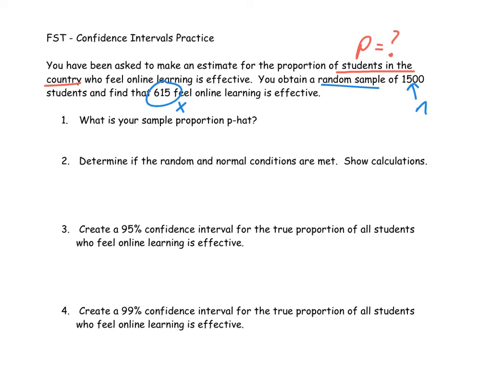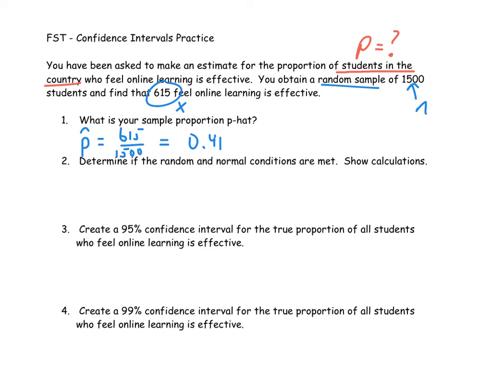And to get our sample proportion, remember p hat is the symbol for that. All we're going to do is figure out what 615 out of 1,500 equals. And just by doing the division there, we see that that sample proportion is 0.41. Okay, so 41%. We generally do write these decimals out of 1 instead of writing 41%, where it's 0.41. So that's p hat.